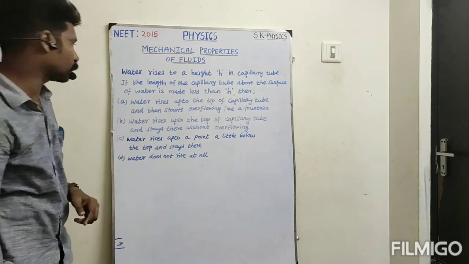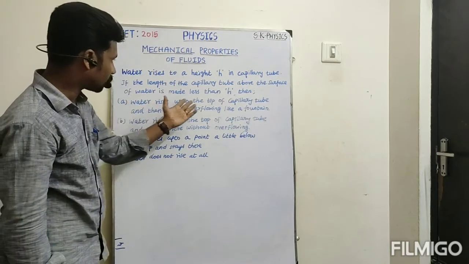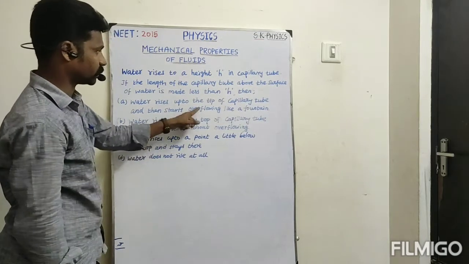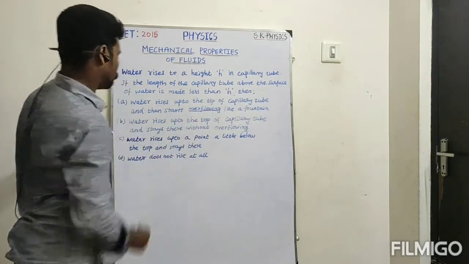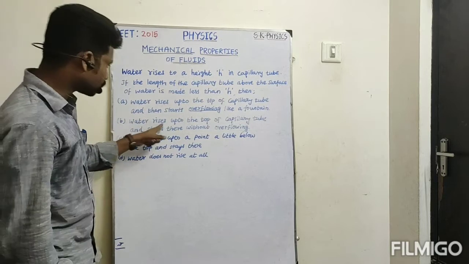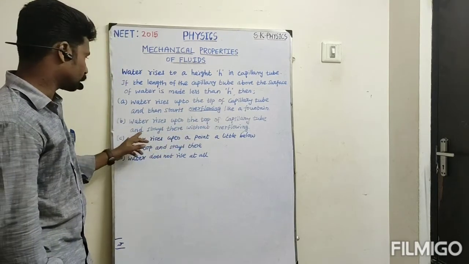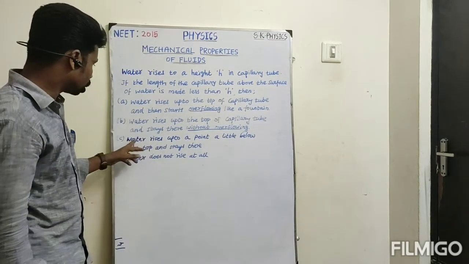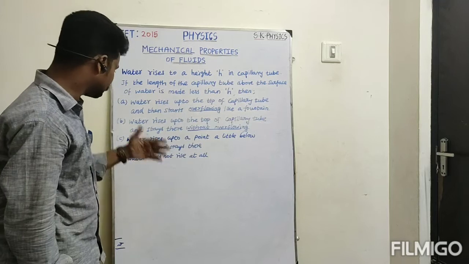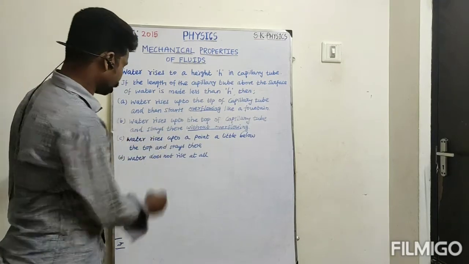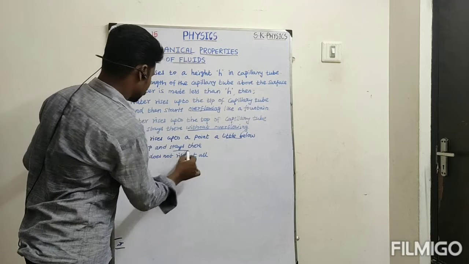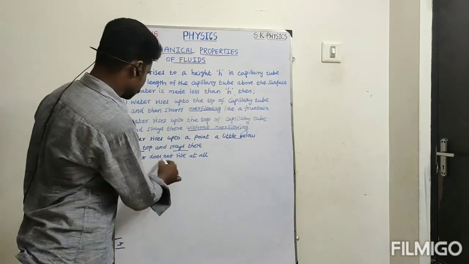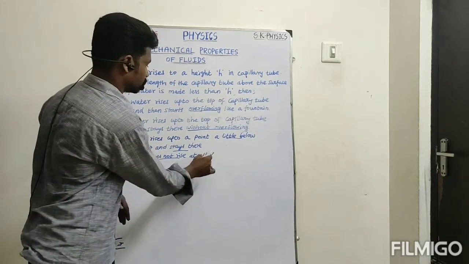is given. See, the water rises up to the tip of the capillary tube and then starts overflowing. They are mentioning that overflowing. Then, the water rises up to the top of the capillary tube and stays there without overflowing. The third one, water rises up to a point a little below the top and stops there. The last one, water does not rise at all. So this is really wrong.